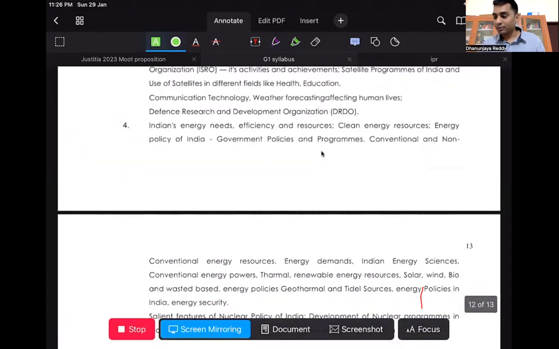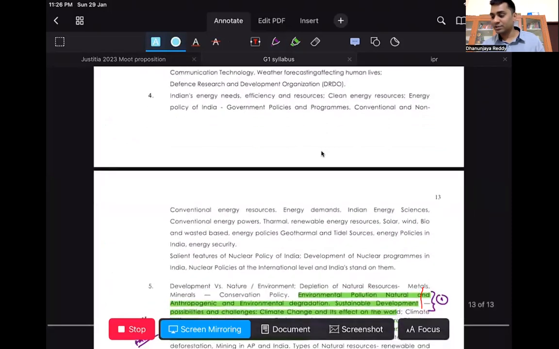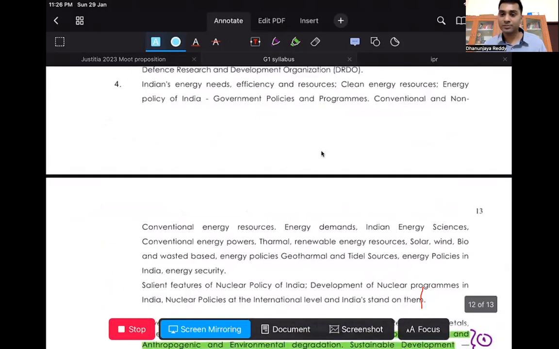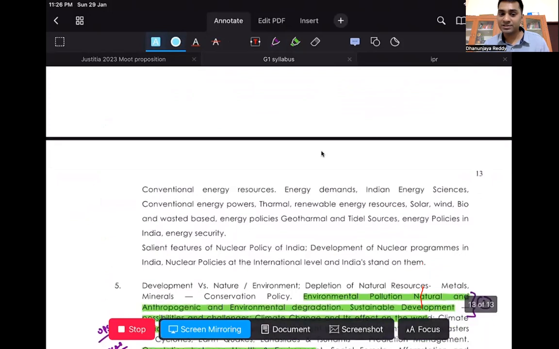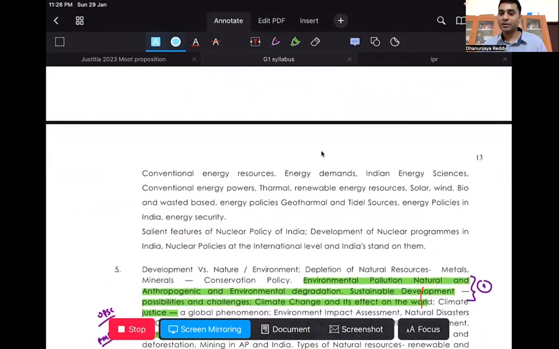Now look at this again. 4th topic and 5th topic, you have some inter-relation. India's energy needs, energy efficiencies and resources, clean energy resources, energy policy of India, government policies and programs, conventional and non-conventional energy sources, energy demands, Indian energy scenes, conventional energy power, thermal, renewable.